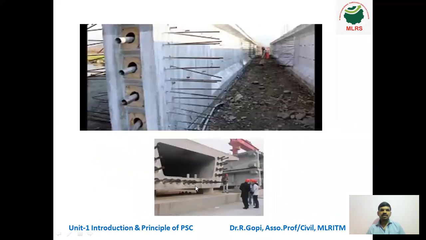Now you can see here, this is the real picture. See the I type beam. This is the end anchorage, the end zone of the beam. You can see a hole is provided. That hole is called a duct. This is the duct pipe. Duct pipes are inserted.